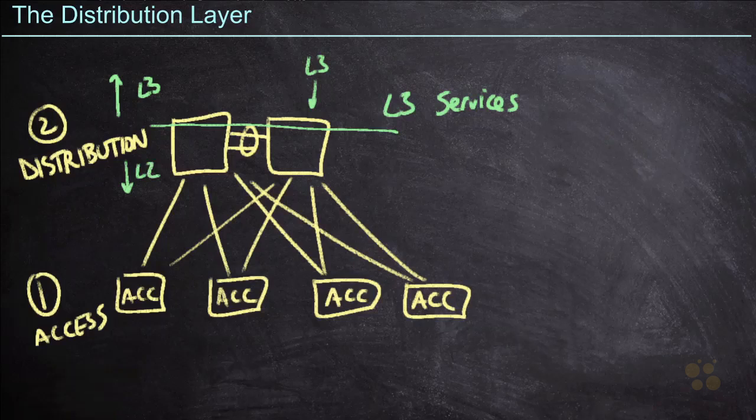Now, there is a design architecture where we extend layer 3 to the access layer, and we'll be talking about that in a future skill. But for now, we can assume that access layers are going to be layer 2. And if that's the case, then the connection between distribution switches will also be layer 2.